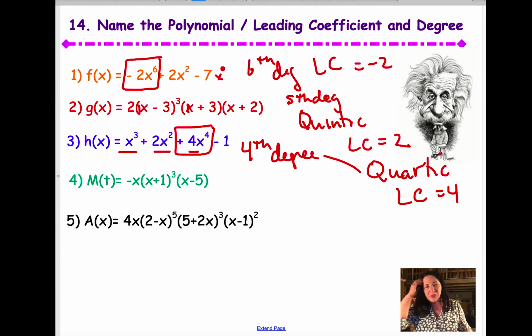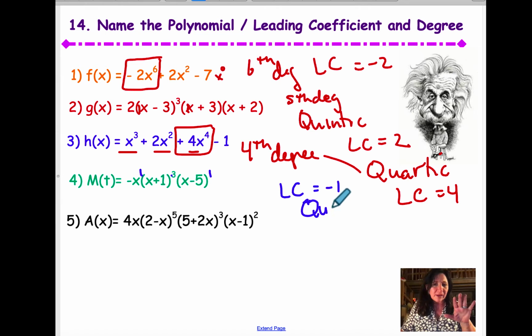Okay, so the next value is this one right here. We've got 1 to the third power, so still 1. 1 to the 1 power, still 1, times negative 1. So in this case, my leading coefficient is negative 1. This is 3, 4, 5. Fifth power, also quintic. So that's a quintic.